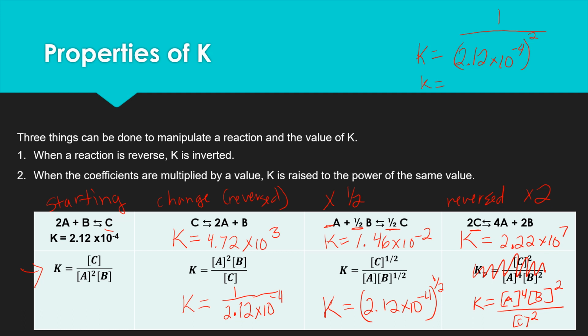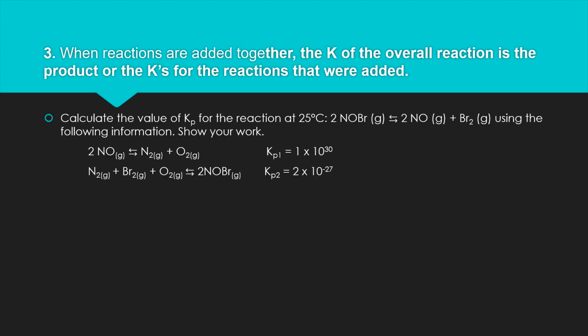Let's look at one last one. So the last way we can change or manipulate a reaction is when reactions are added together, the K value for the overall reaction is the product of the K's for the reactions that were added. So what does that mean?